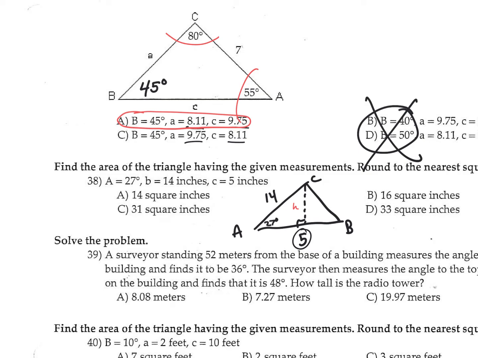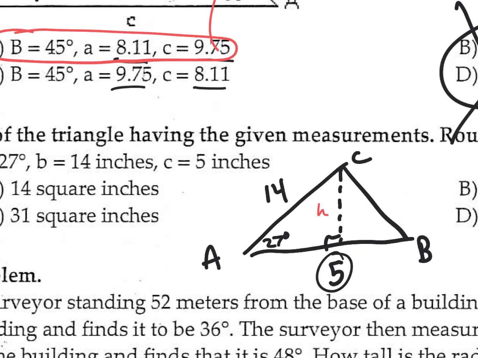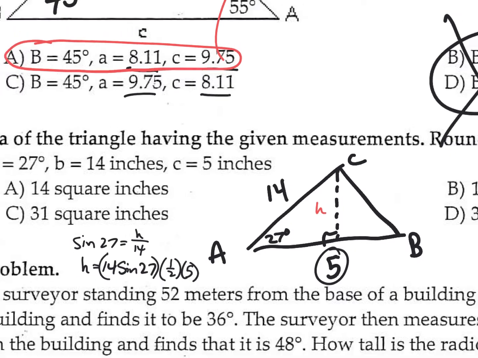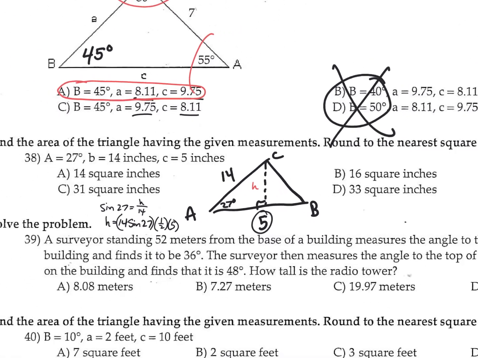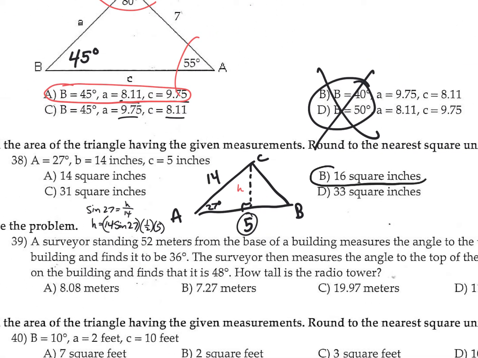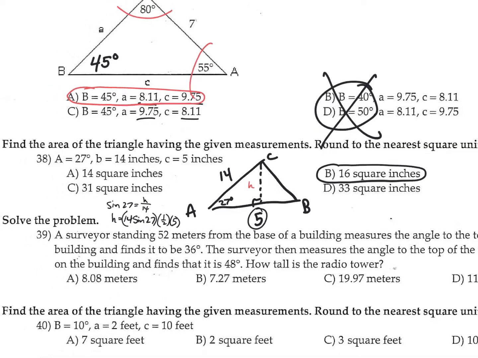So I can see I would set this up as a sine function. The sine of 27 is going to equal h over 14. So h will equal 14 times the sine of 27. We are going to multiply that height times half of 5. Once we plug that into our calculator, we get 15.89. We can round that up to 16 square inches.